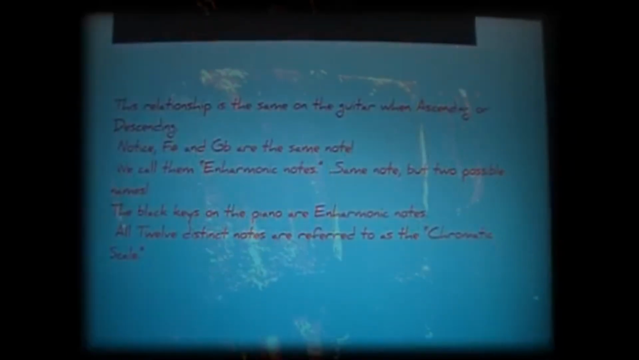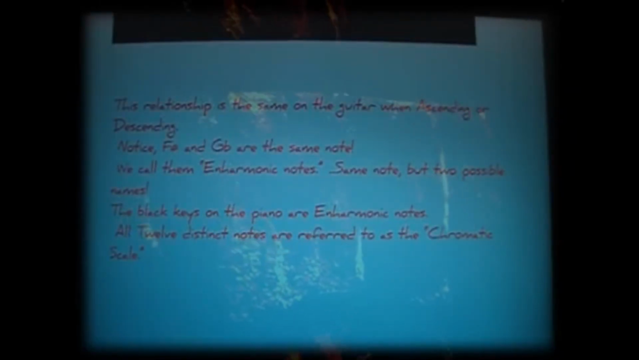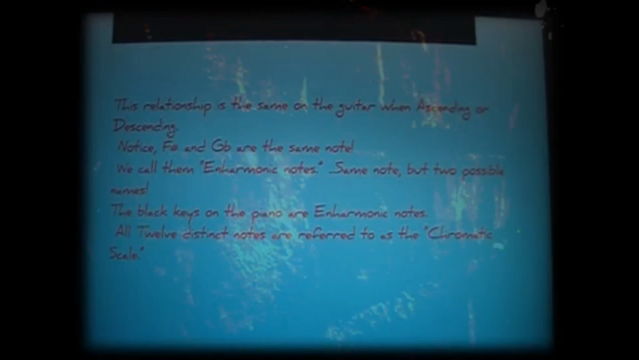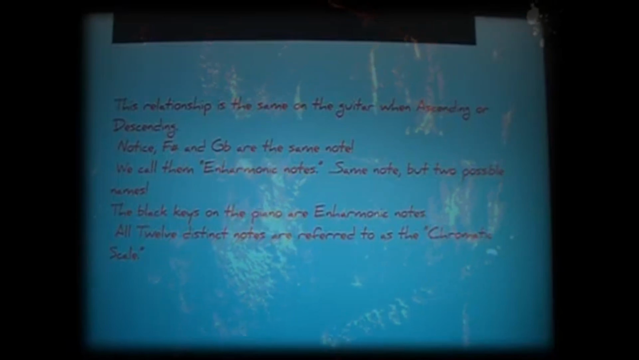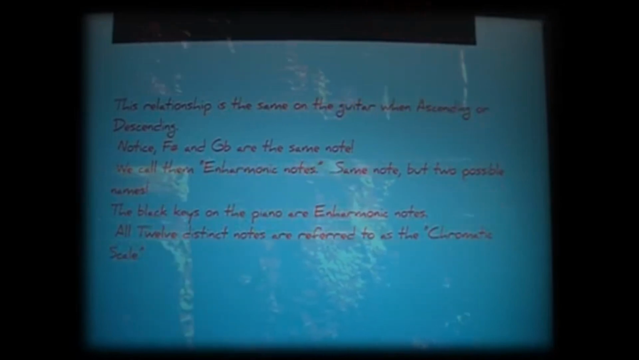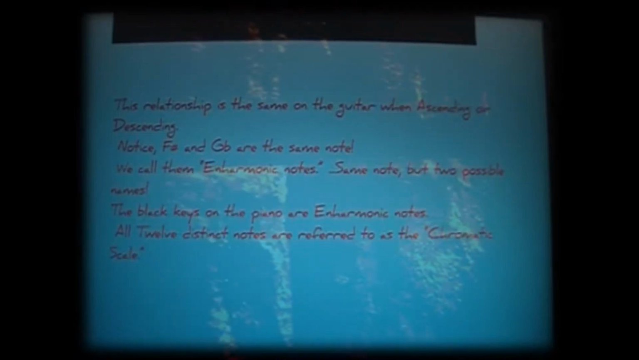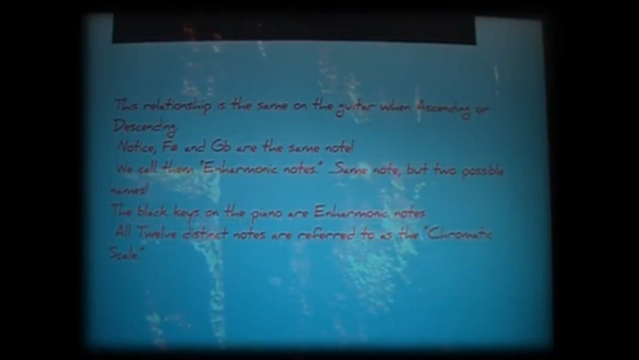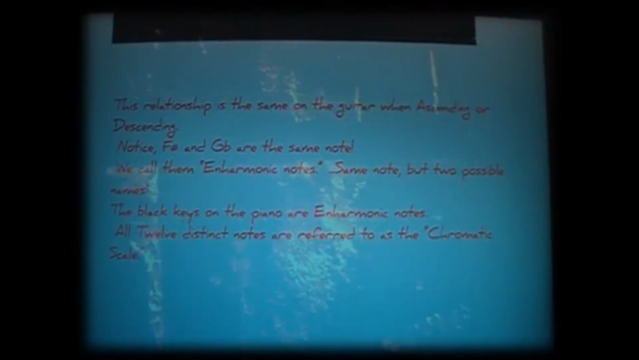This relationship is the same on the guitar when ascending or descending. Notice F sharp and G flat are the same note, the same black key on the piano. We call them enharmonic notes, same note but 2 possible names. The black keys on the piano are enharmonic notes. All 12 distinct notes are referred to as the chromatic scale. That would be the white and black keys, played one after the other.